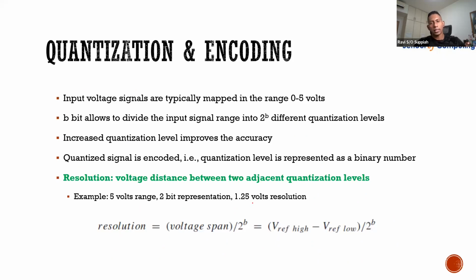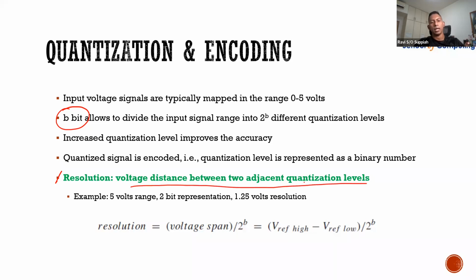Okay, the quantization, as I mentioned, is basically about breaking up the entire voltage range into a set of equally spaced levels. That depends on the number of bits we have in the system. The more bits you have, the more quantization levels you have. When you have more quantization levels, the resolution becomes smaller. The resolution is basically the voltage distance between two adjacent levels.